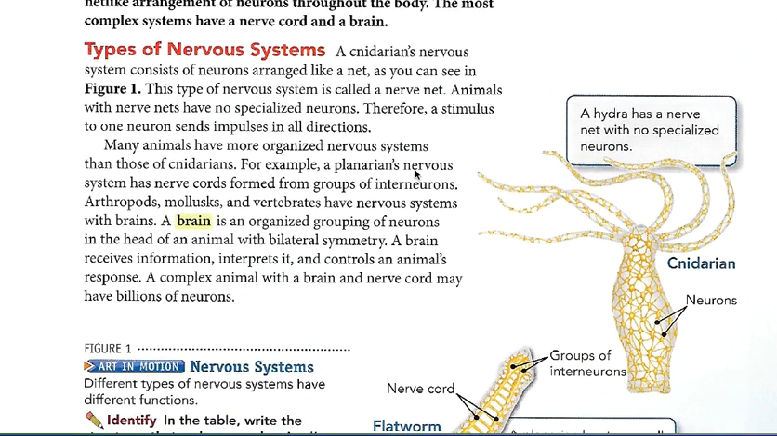Many animals have more organized nervous systems than those of cnidarians. For example, a planarian's nervous system has nerve cords formed from groups of interneurons. Arthropods, mollusks, and vertebrates have nervous systems with brains. A brain is an organized grouping of neurons in the head of an animal with bilateral symmetry. A brain receives information, interprets it, and controls an animal's response. A complex animal with a brain and nerve cord may have billions of neurons.